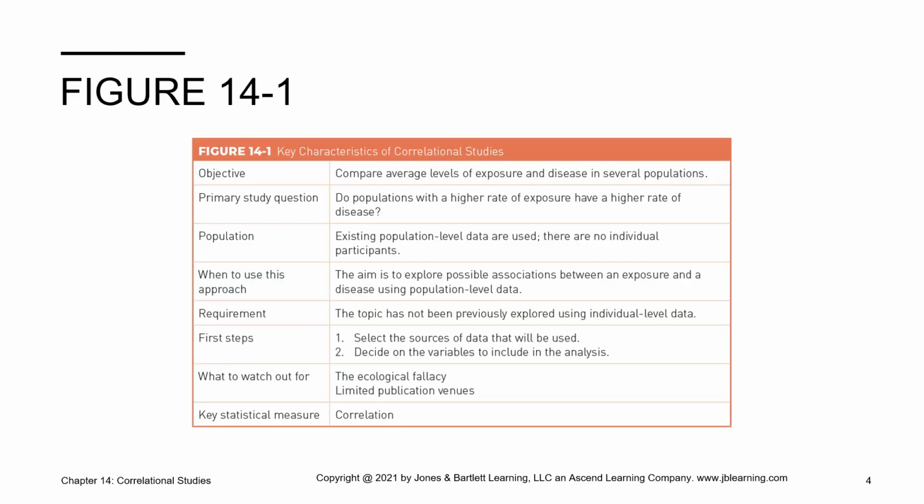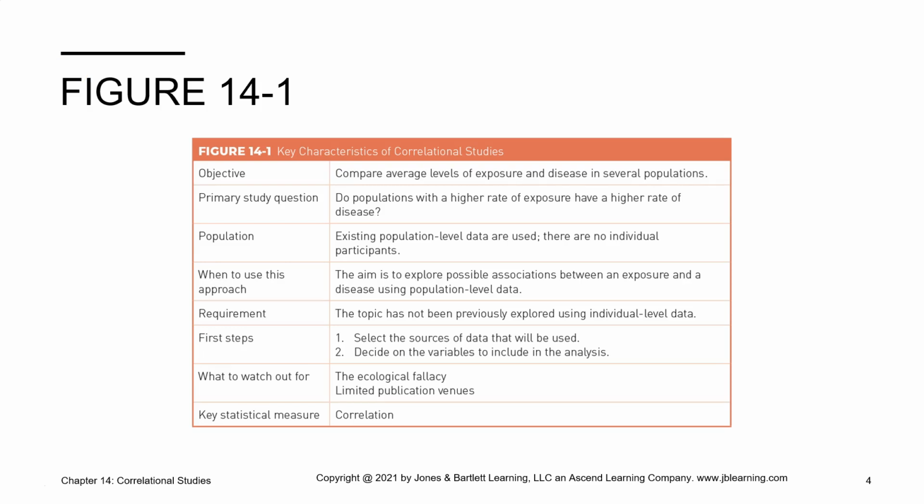So figure 14.1 goes over key characteristics of correlational studies. The objective is to compare average levels of exposure and disease in several populations. The primary study question could be something like, do populations with a higher rate of exposure have a higher rate of disease? The population includes existing population level data, but no individual participants are included, and that's the most important thing to note about this type of study design.